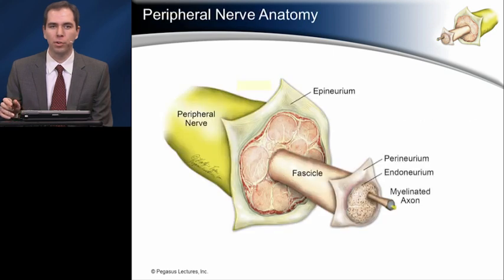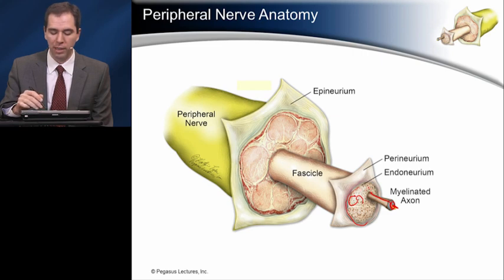So let's look at the structure of nerves, starting with the microscopic level. We start off with an axon where nerve signals are propagated, and this is surrounded by a myelin sheath. So we call this a myelinated axon. Each myelinated axon is incorporated into the larger nerve fascicle. Between the axons is the endoneurium, the connective tissue holding all the axons together.